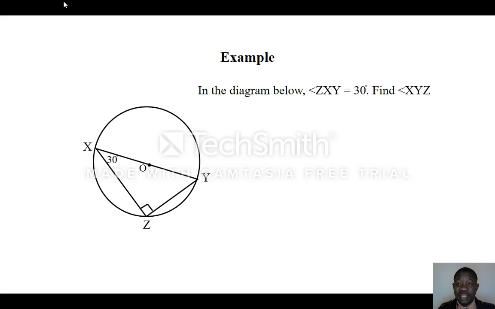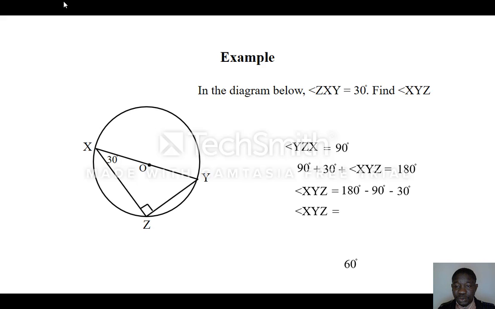Now let's look at this example. We have been asked to find the value of the angle XYZ. Now the angle YZX equals 90 degrees. Then we are going to get 90 degrees plus 30 degrees plus the angle XYZ equals 180. Then we get XYZ equals 180 degrees minus 90 degrees minus 30 degrees.